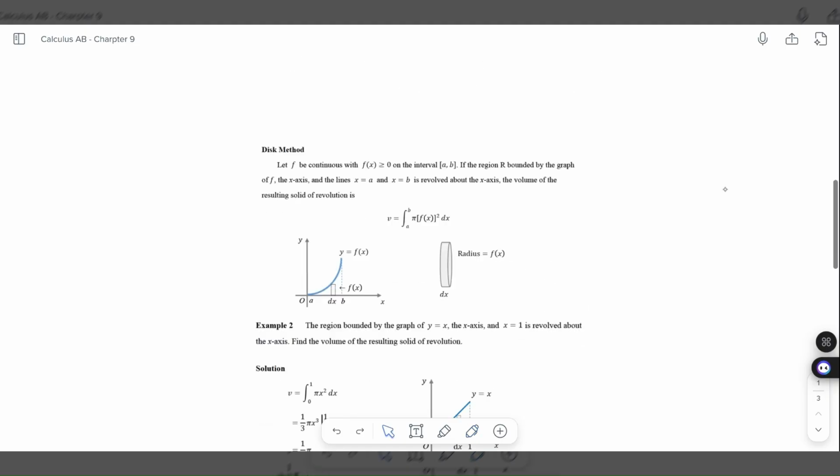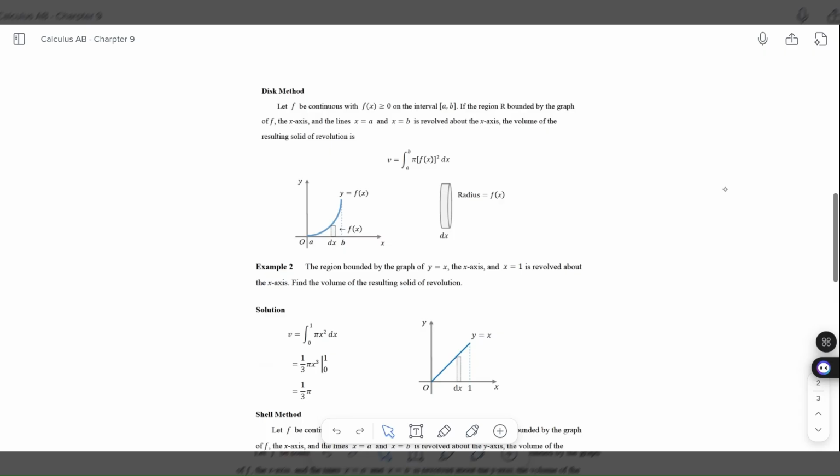Our next concept will be the disk method. Let f be continuous with f of x greater than or equal to 0 on the interval a to b. If the region R bounded by the graph of f, the x-axis and the lines x equals a and x equals b is revolved about the x-axis, the volume of the resulting solid of revolution is, we have the formula V equals integral a to b pi of f of x squared dx. And what that f of x is, it is the radius.